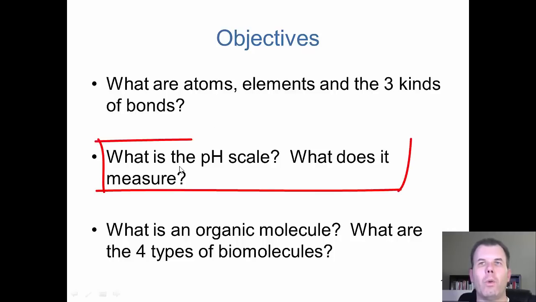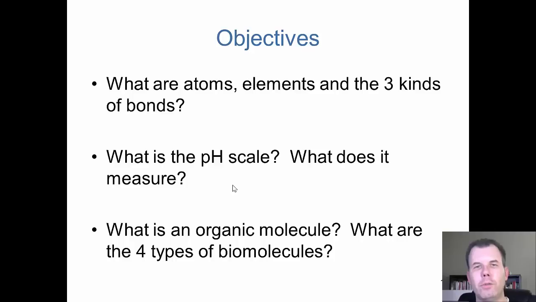We'll then talk about what is the pH scale and what it measures. And so there is a reason for the pH scale today. If you haven't heard this before, pH scale means power of hydrogen, and what it is basically measuring is how acidic something is versus how basic something is, okay? And so we'll look at these different things and how that kind of stacks up.